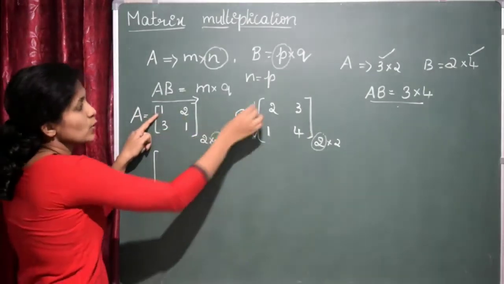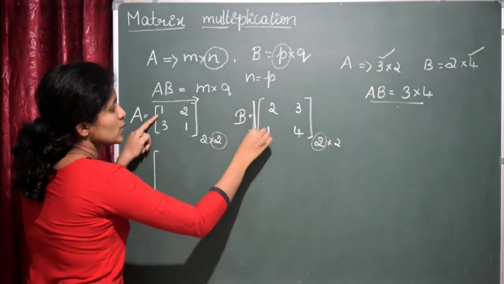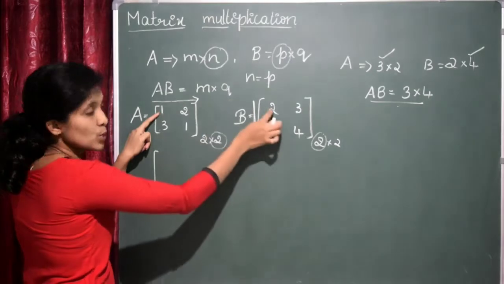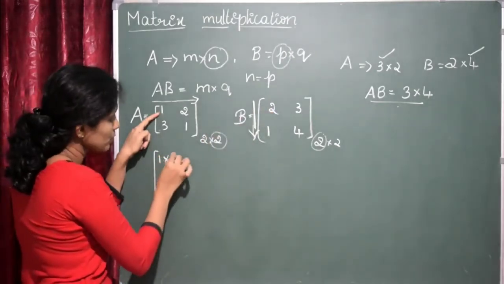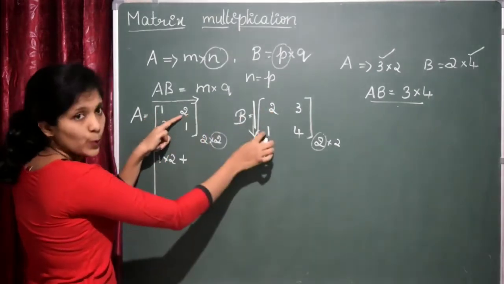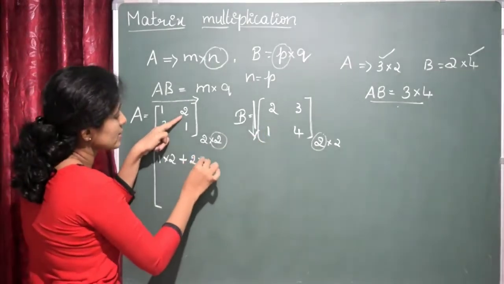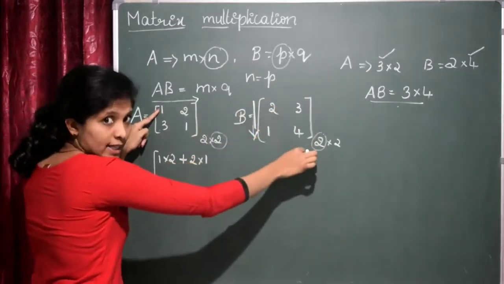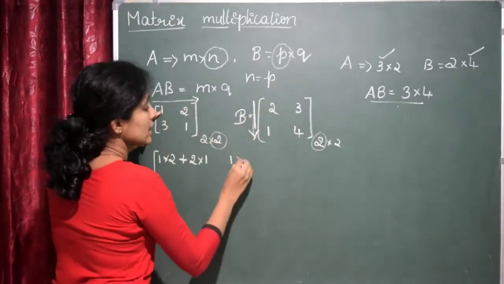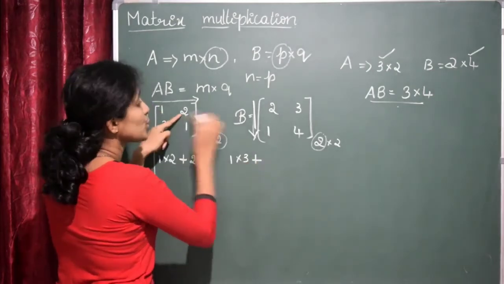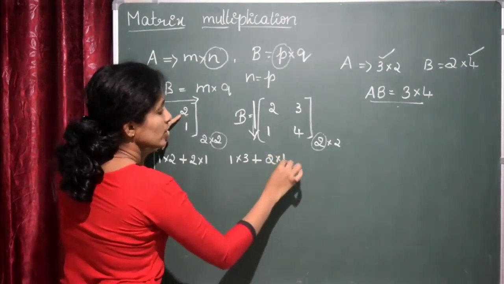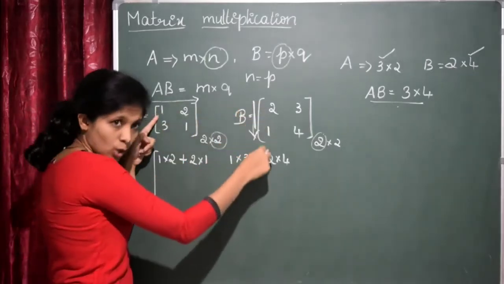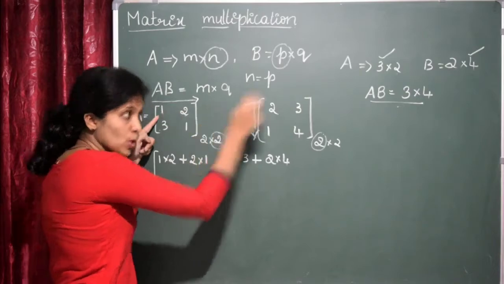I told you, first row with the first column. So that is 1, 2 and you have to multiply 2 and 1. That is 1 into 2 plus 2 into 1. Is it clear? This is the first element. The second element will be the first row and the second column. That is 1 into 3 plus 2 into 4. Is it clear? The first element is first row, first column. The second element is first row, second column.